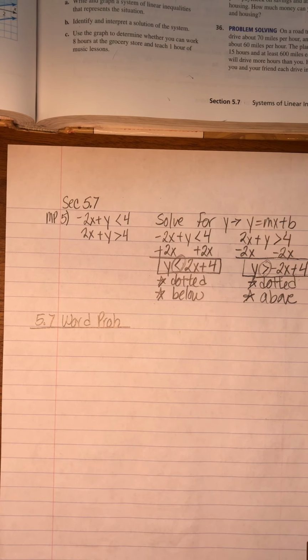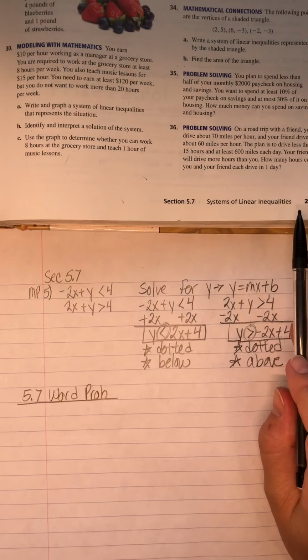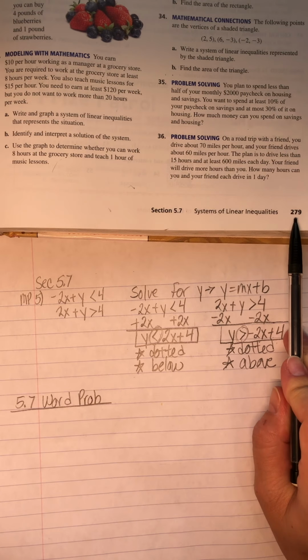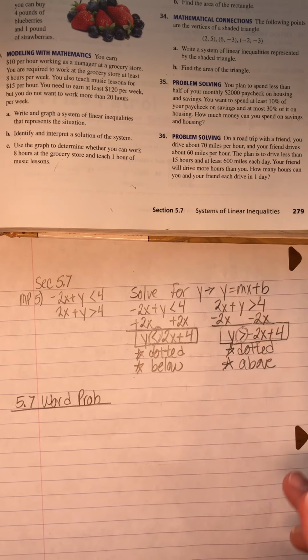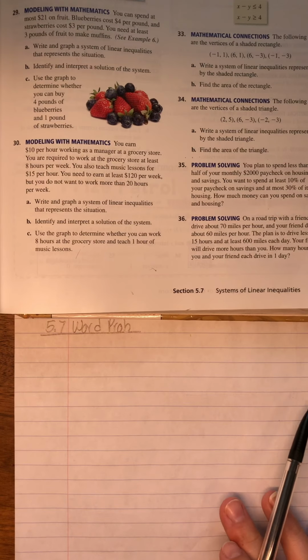Hi, it's Mrs. Martello. We're going to look at a word problem from section 5.7, and I'm getting this from the exercises. I am on page 279 in case you want to look. We're going to take a look at number 29.